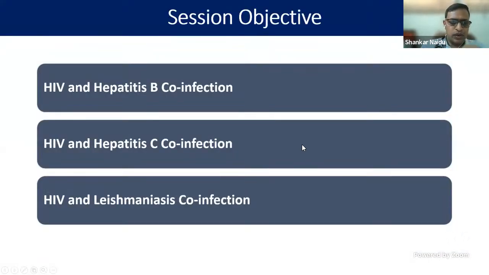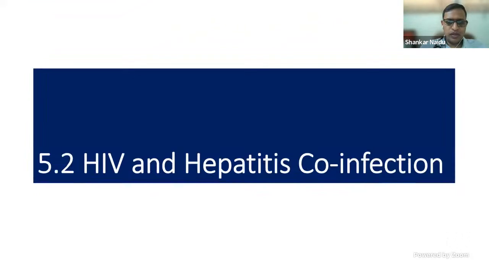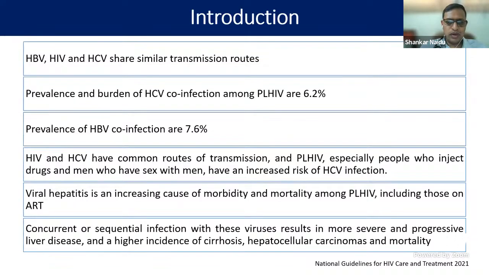So, the objective of the session is to understand about the HIV co-infection with both hepatitis B and C, and also about leishmaniasis co-infection. First, coming to hepatitis co-infections, as we all know that all the three infections, that is HIV, hepatitis B, and hepatitis C, share similar routes of transmission. These common routes of transmission are especially important in patients who are using IV drug abuse, and also men who are having sex with men. And these patients will have increased risk of acquiring hepatitis C infection.